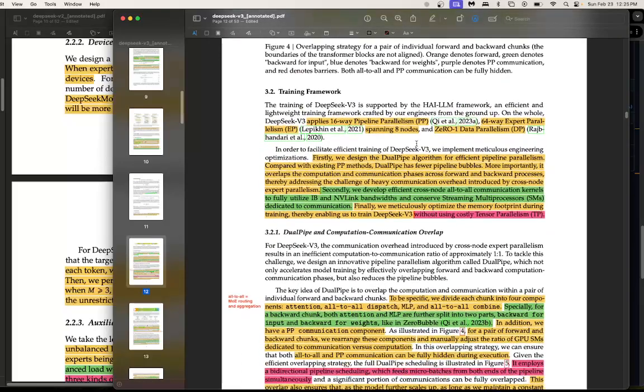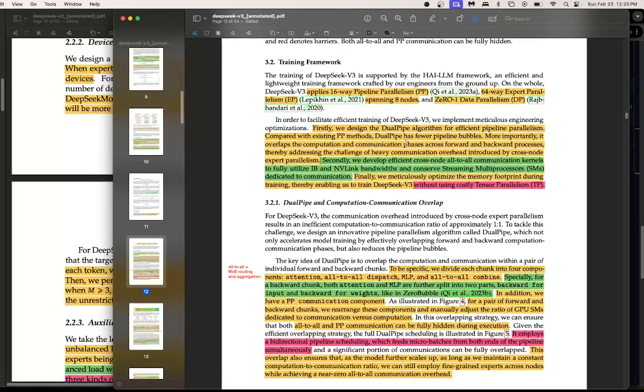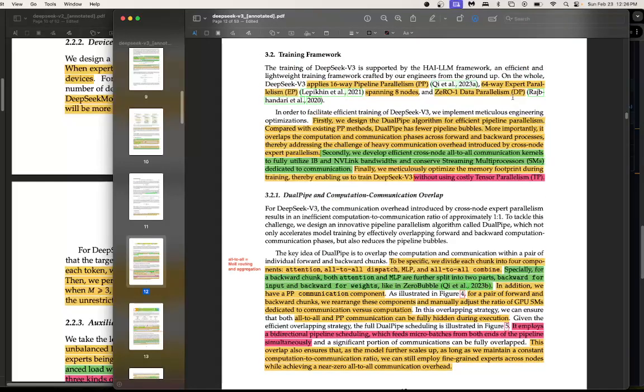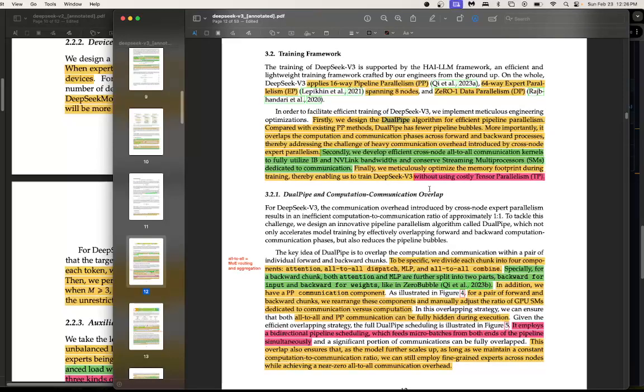Next, as they get into the actual training framework and types of parallelism they apply, basically they're applying 16-way pipeline parallel, 64-way expert parallel, spanning 8 nodes, so I guess 8 experts per node, and then just ZeRO-1 DP. So I think ZeRO-1 was the optimizer state being partitioned, if I remember correctly. Feel free to correct me, but yeah, they're doing this 3D parallelism.